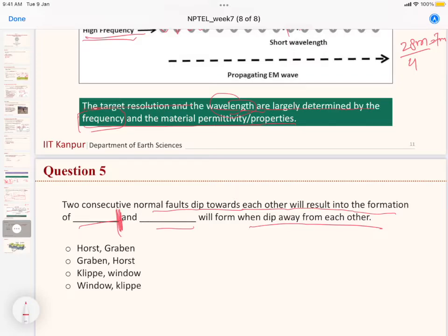So two consecutive normal faults. I think you will not get confused with the normal fault or any fault concept. Now what it is saying is that they are dipping towards each other. So how will I draw two normal faults that are dipping towards each other? That is the first task of this question. Suppose I draw a fault line first, so suppose one fault line I am drawing like this.